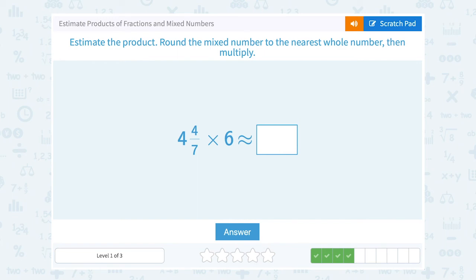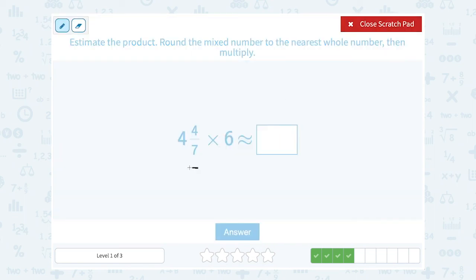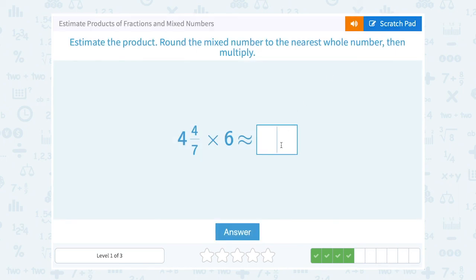Four 4/7 times 6. Okay, well 4/7, right? 4 out of 7 is just a little more than half. So I'm going to round this up to 5, right? 4 4/7, let's round that up to 5. And then of course we have to multiply by 6, and 5 times 6 gives us 30. So the top answer should be something close to 30.